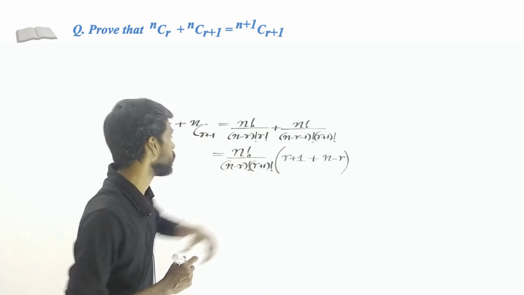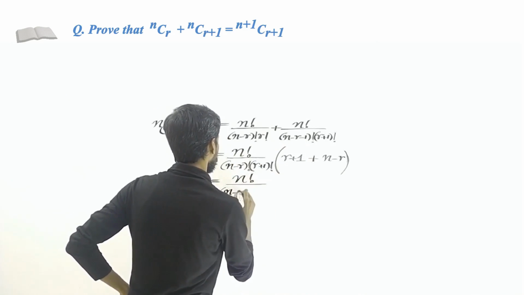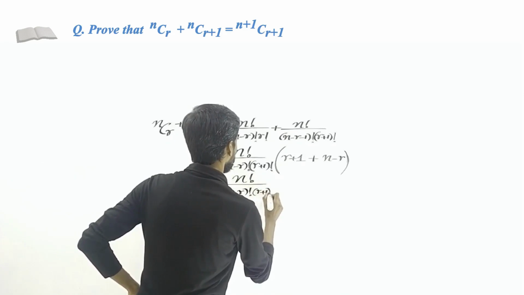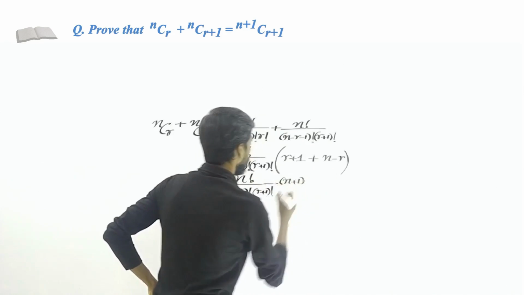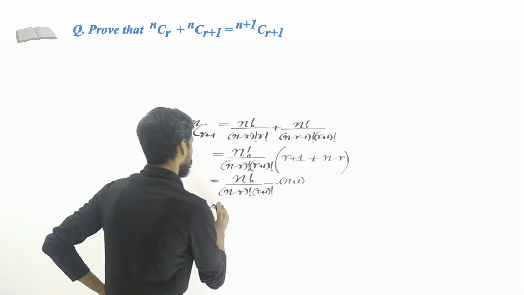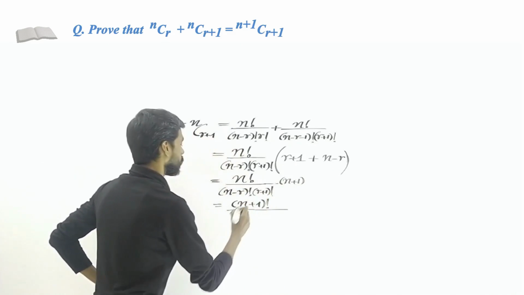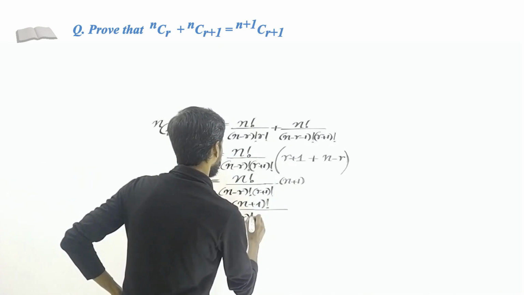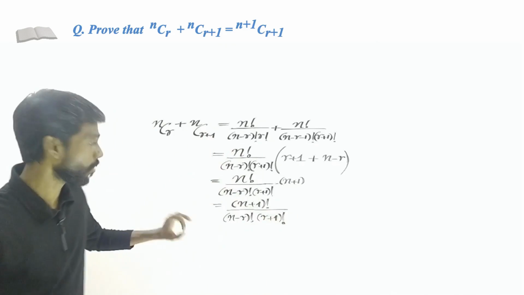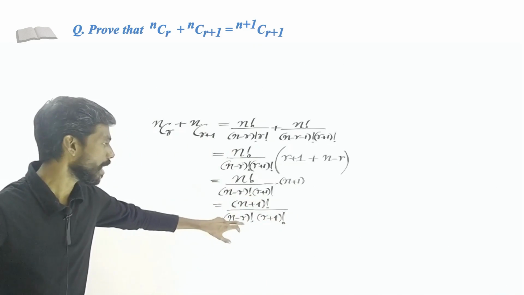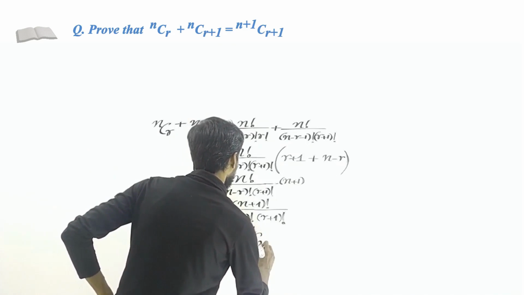Now let us simplify this. So this is n factorial divided by n minus r factorial, r plus 1 factorial, multiplied by, this r gets cancelled, n plus 1. Now this n plus 1 multiplied by n factorial can be written as n plus 1 factorial divided by n minus r factorial multiplied by r plus 1 factorial. See, this is exactly what is given in the question, right? n plus 1 factorial divided by n minus r factorial, r plus 1 factorial. So that can be written as n plus 1 C r plus 1.